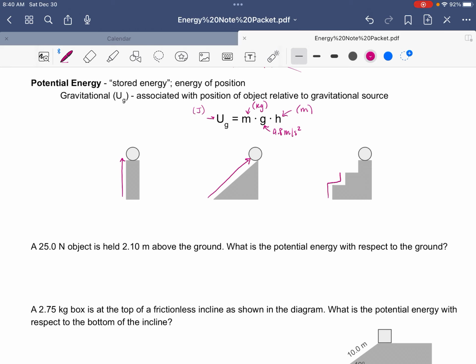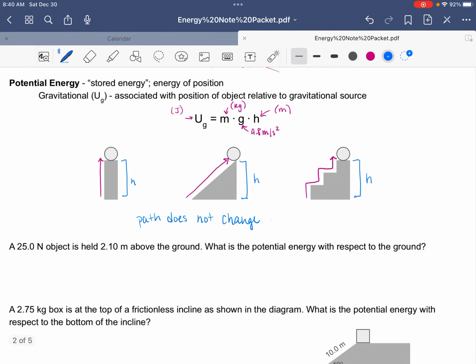Okay, and this ball worked its way up this staircase. But in each of these three situations, the height is the same for all three. So all three have the same gravitational potential energy. So the path does not change the potential energy, the gravitational potential energy.